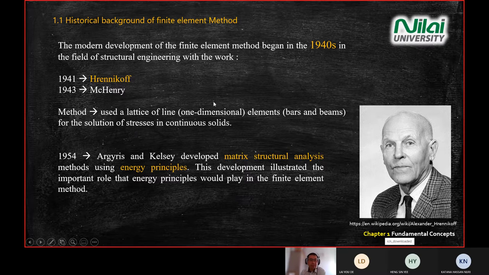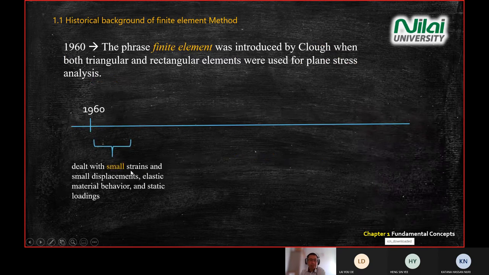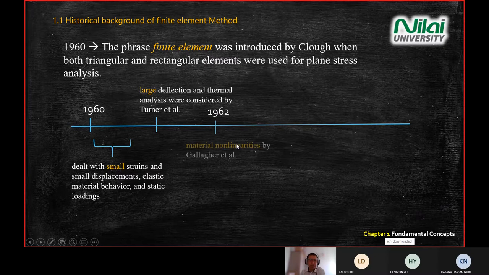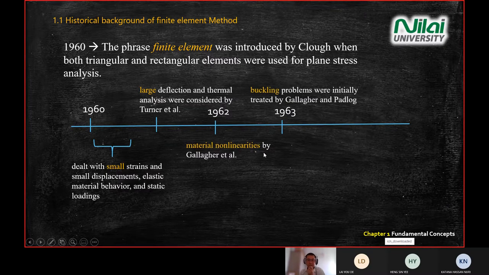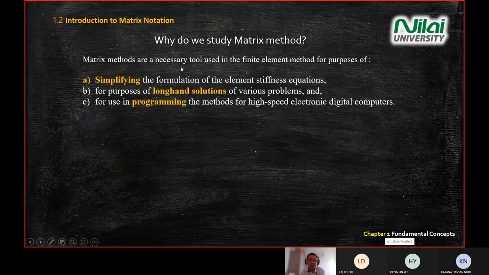So early on, everything started with one-dimensional analysis. And then moved on. Yeah? So 1960 started with a small analysis on the strain, deflection, and then material non-linearities, buckling problems, and so on. Okay, and then the reason why we use a matrix method is because of these three reasons.